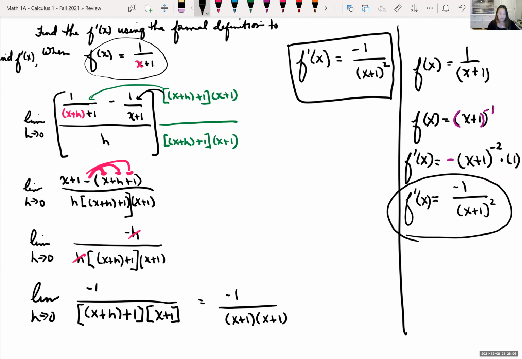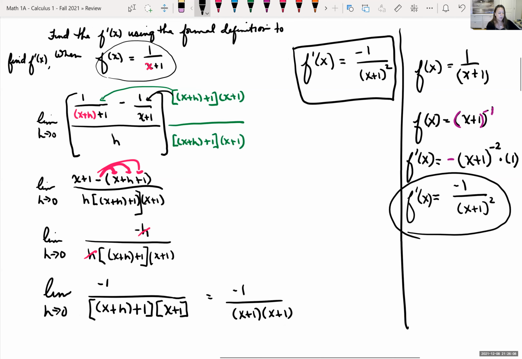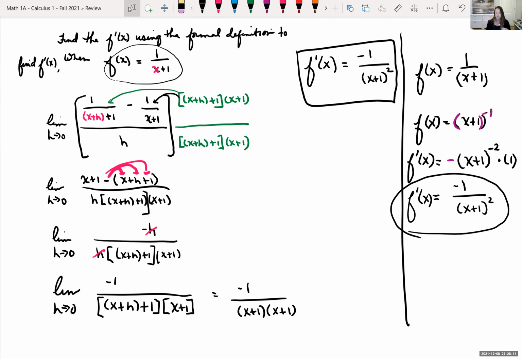Or if I didn't ask you for that second piece and you had time, you can always check to make sure, if you weren't sure if you had the correct derivative, using that formal definition.